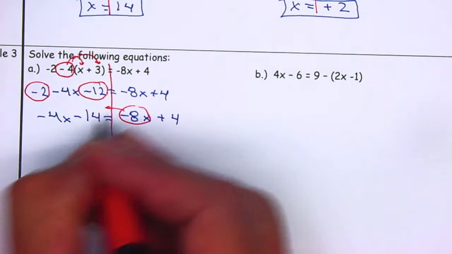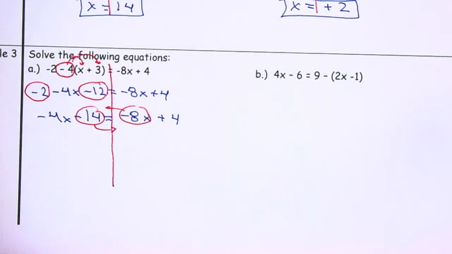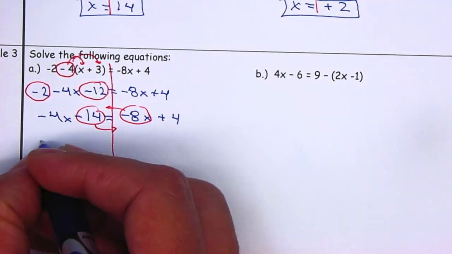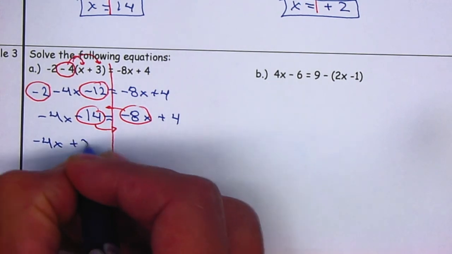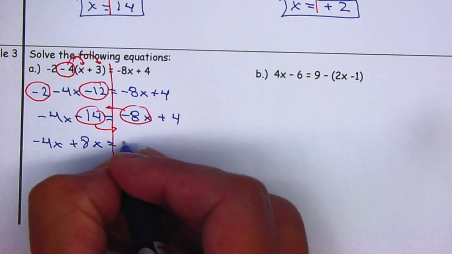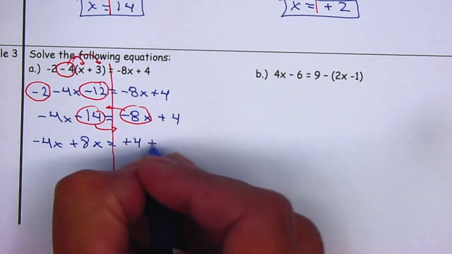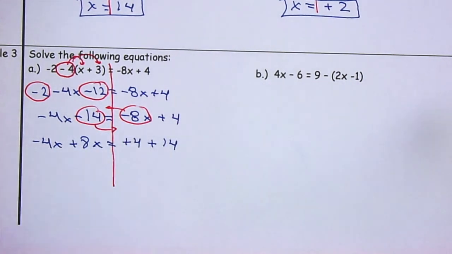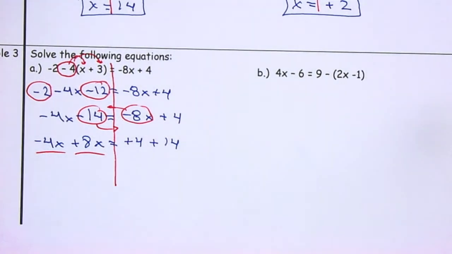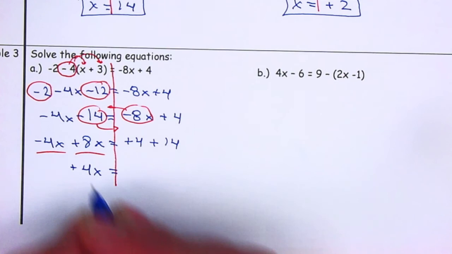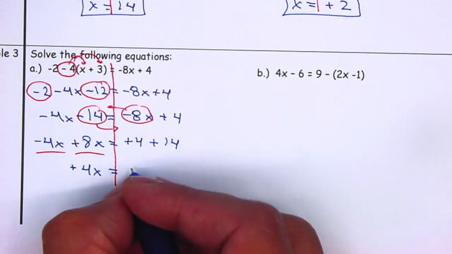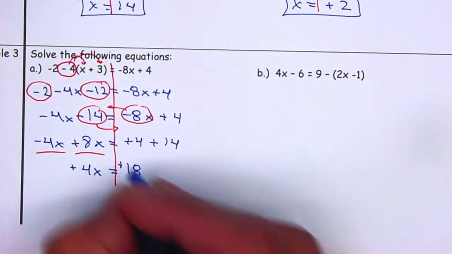Now that I have simplified the left and the right, I can move my x's to the left, my numbers to the right. So we have negative 4x. This negative 8 becomes a positive 8x. We have a positive 4. This negative 14 becomes a positive 14. I'm going to combine like terms. Different signs, I'm going to subtract, keep the sign of the bigger number, which is positive. Same sign, I'm going to add, keep the sign of the bigger number, which is positive.